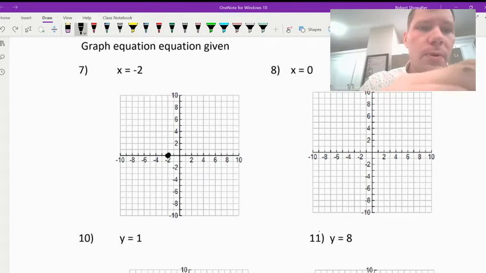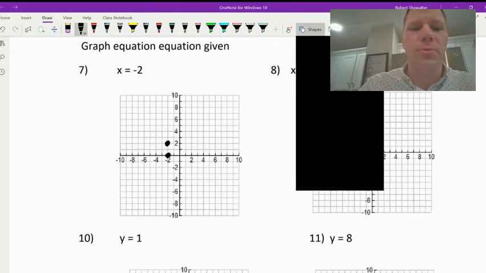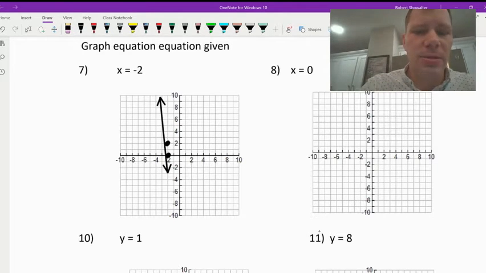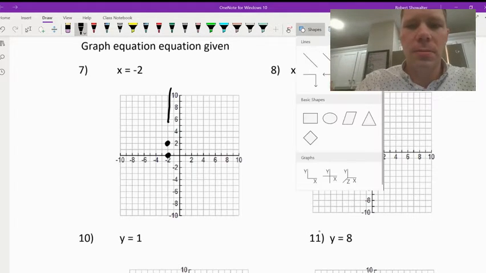So when I do these, I like to remind myself to put a point, 2 different points where x is 2, and then I connect those dots. If I can do that correctly. Up in here.